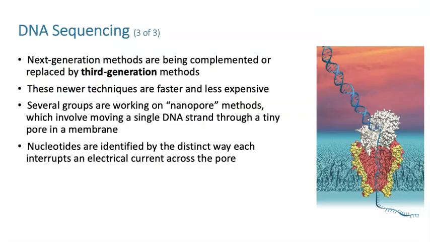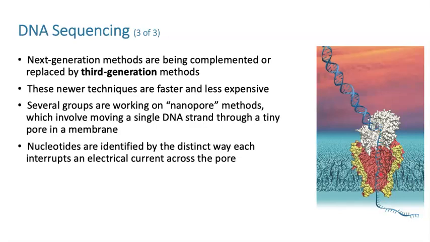We actually have started using a third generation method now, and the third generation method is actually even cheaper and faster than the next generation methods. What this involves is a little nanopore, which is a tiny little hole through which a single strand of DNA moves through.